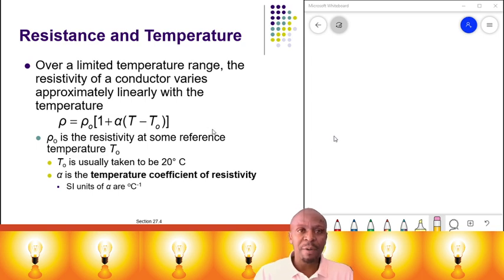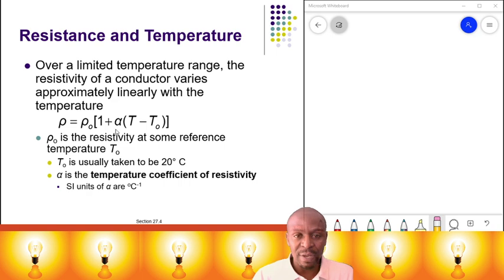Now let us also talk about the resistance and the temperature. Over a limited range of temperature, the resistivity of a conductor varies approximately linearly with the temperature. What does that mean? If the temperature increases, the resistivity also increases. Now the rho naught is the resistivity at some reference temperature, for example T naught. T naught is usually taken to be 20 degrees Celsius.